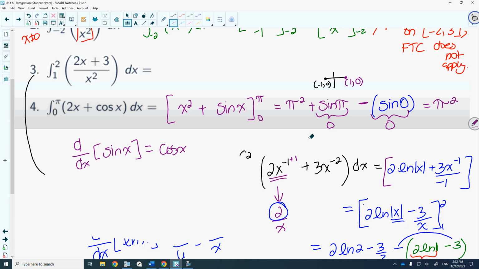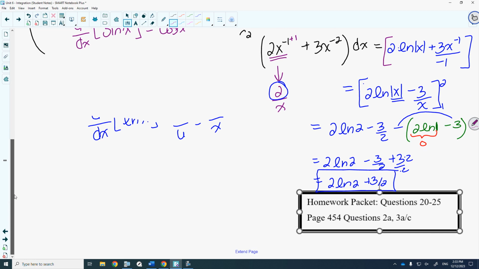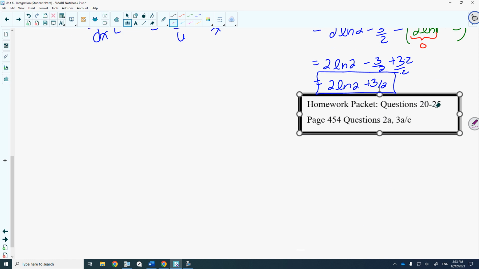Okay. So for homework for this, there's two things that you could do. From your homework packet, you could do 20 to 25, and then after that, you could do 2A, 3AC on page 454. So you should probably be able to finish in class.